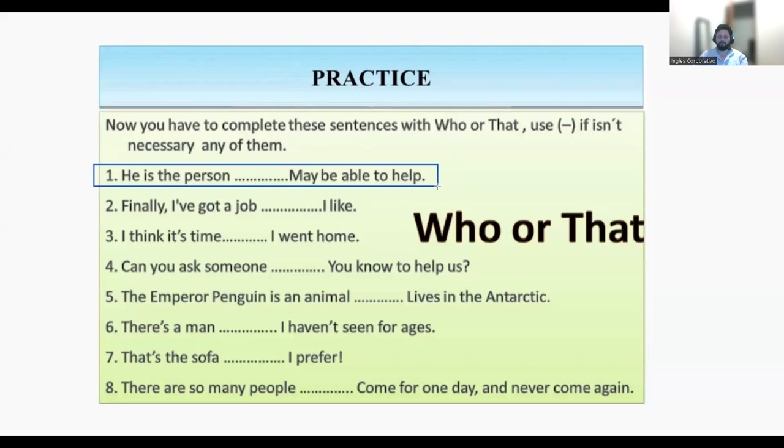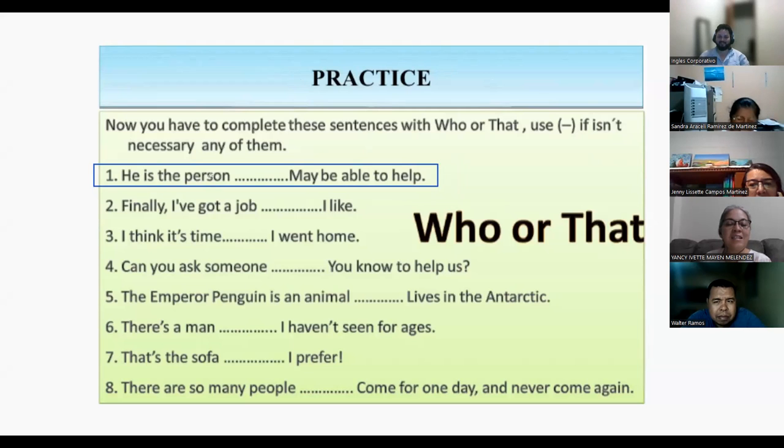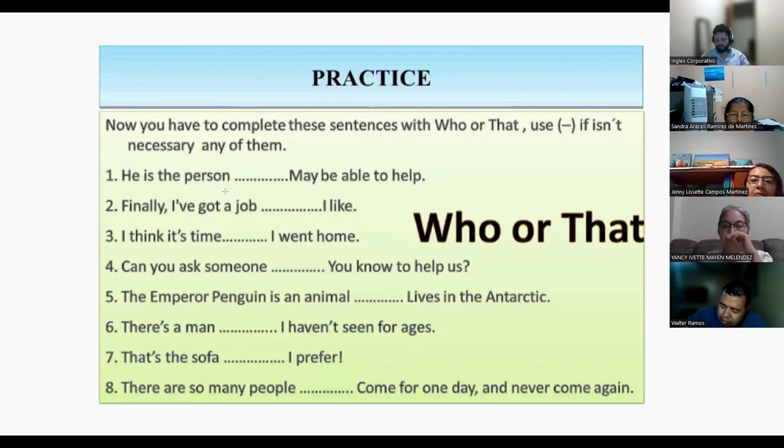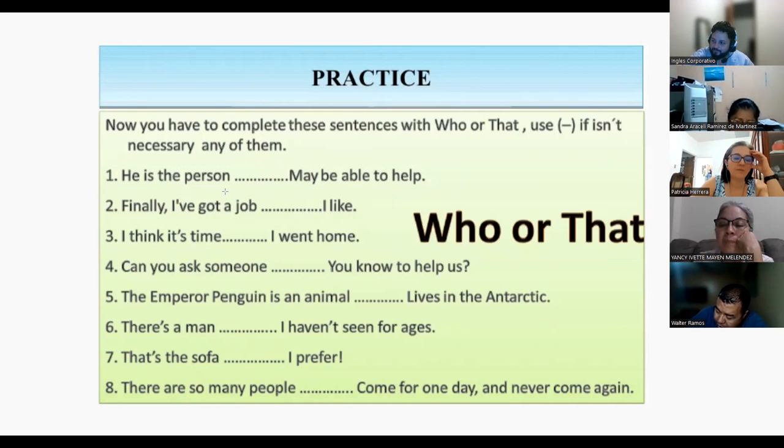But let me ask you something, guys. Can we reduce this? Can we say he's the person may be able to help? Could we say that? No, guys. Hold on. Hold your horses. No, we cannot. He's the person may be able to help. No, you have to use who or that, right? Here, both answers are correct. He's the person who or that may be able to help are absolutely correct, okay? So you can use either one of them. However, guys, you cannot leave it empty. You have to use either who or that.